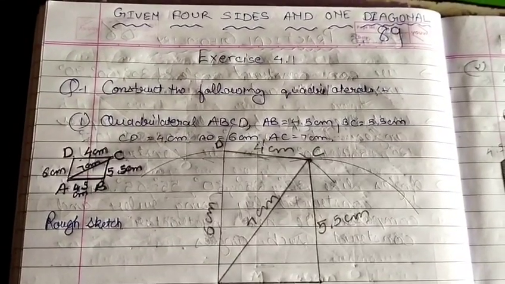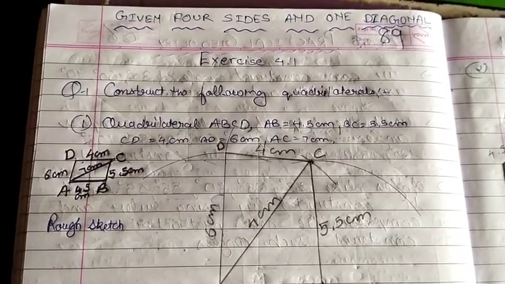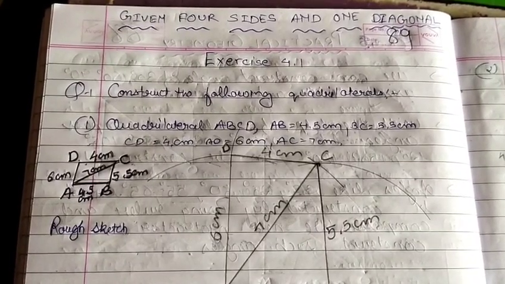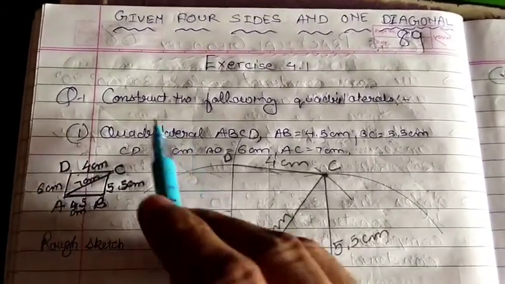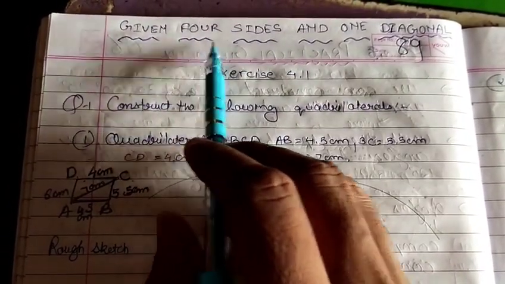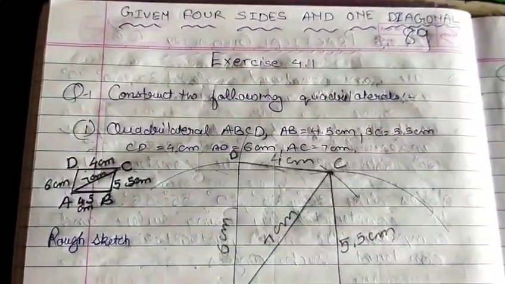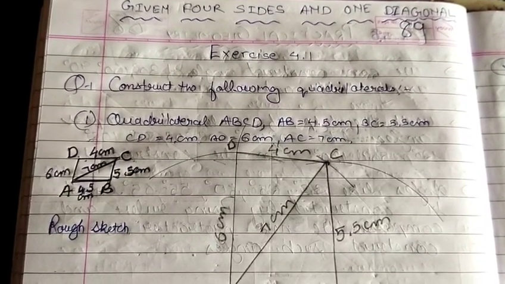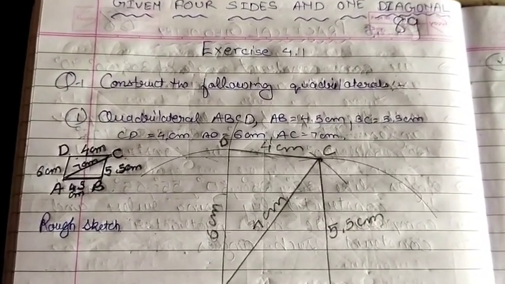Now, dear student, let us start our first exercise. In this exercise, the values of four sides and one diagonal are given. See here, I have to make a note also: given four sides and a diagonal. In this exercise, all the four sides and the length of one diagonal are given. Now, let us see how to construct such.